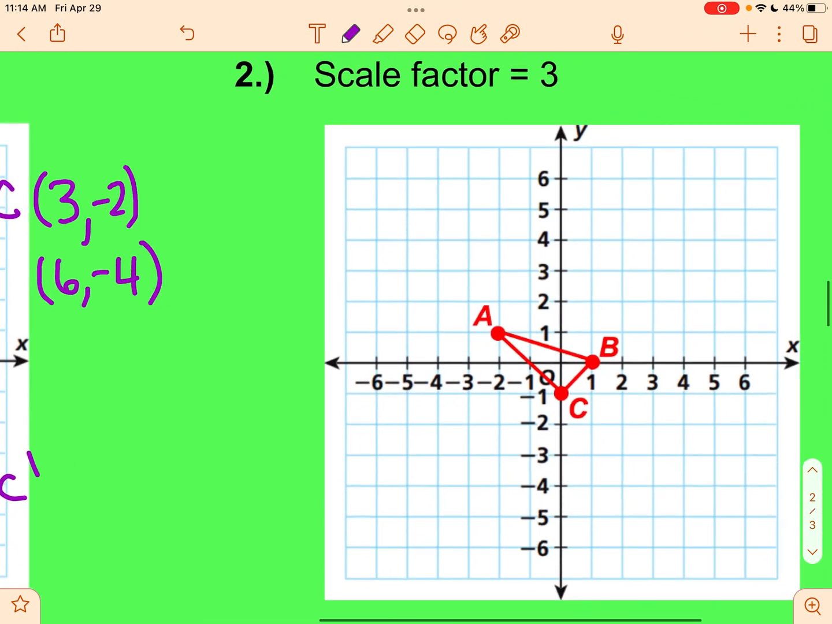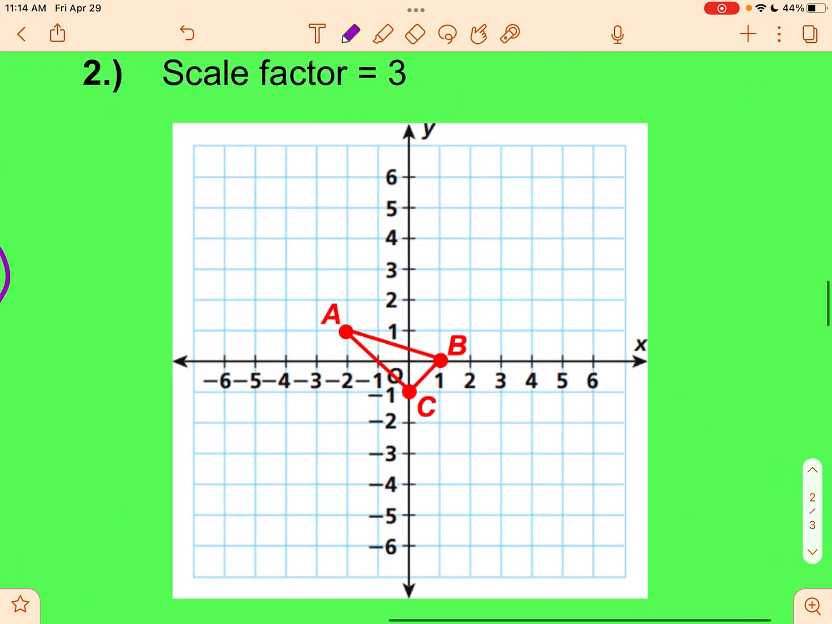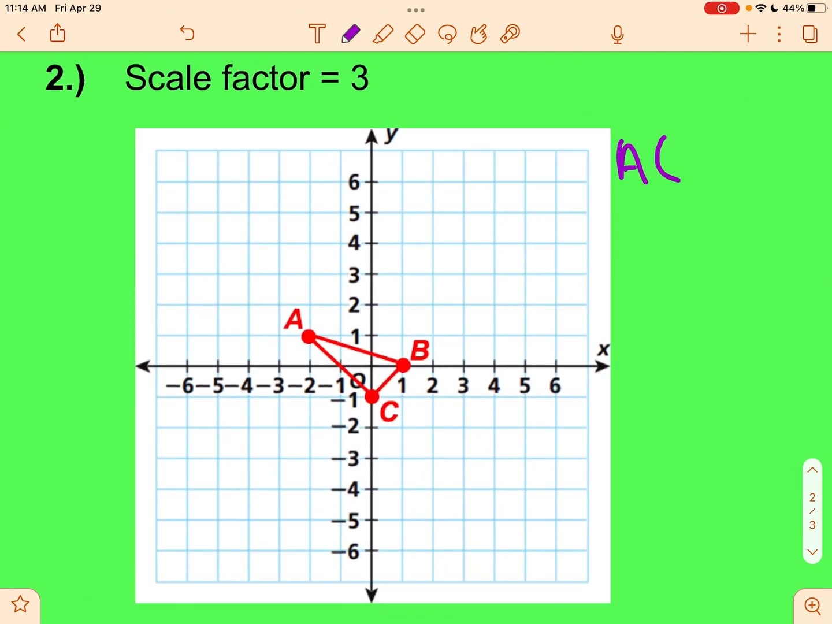We're going to practice one more. This time we have a scale factor of 3. So point A is at -2, 1. So we need to multiply both of those numbers by 3. -2 times 3 is -6. 1 times 3 is 3. So -6, 3 is A.